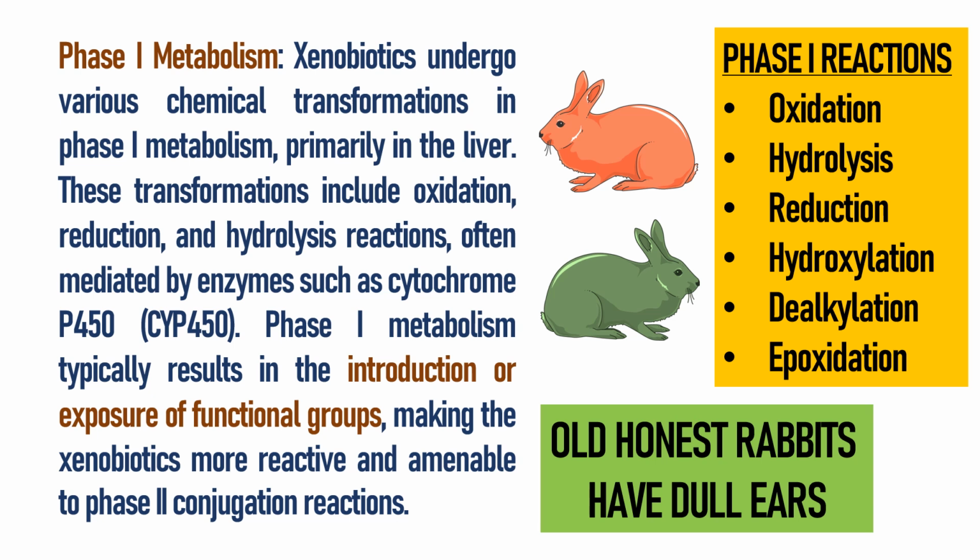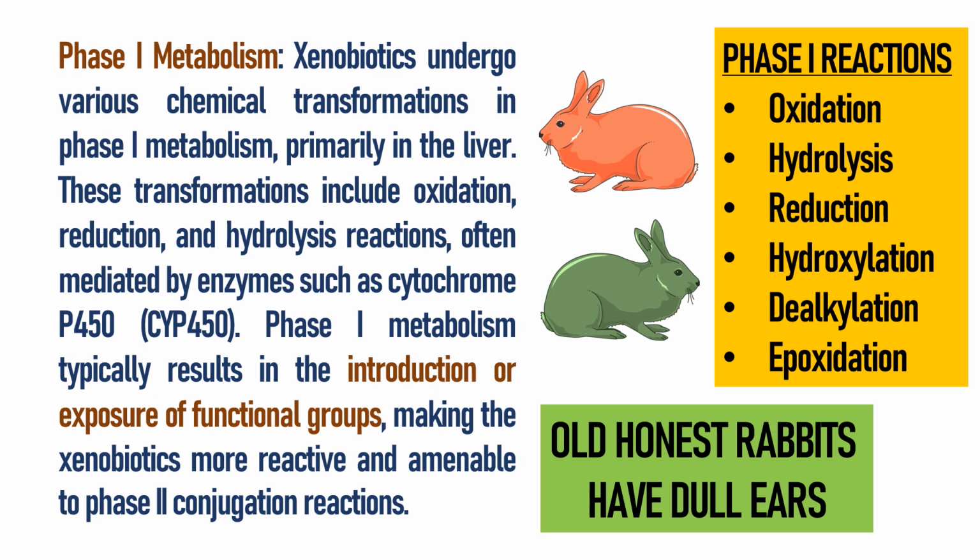Xenobiotics undergo various chemical transformations in phase 1 metabolism, primarily in the liver. These transformations include oxidation, reduction, and hydrolysis reactions, often mediated by enzymes such as cytochrome P450. Phase 1 metabolism typically results in the introduction or exposure of functional groups, making the xenobiotics more reactive and amenable to phase 2 conjugation reactions.